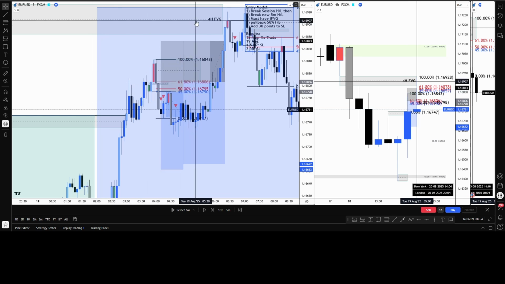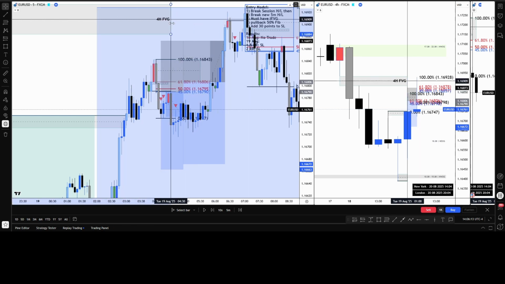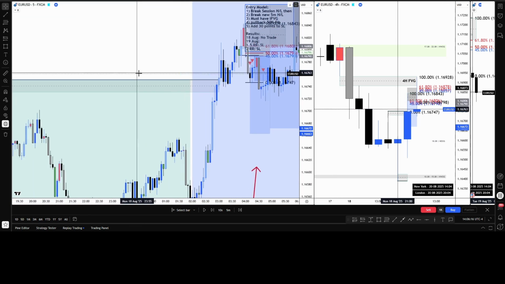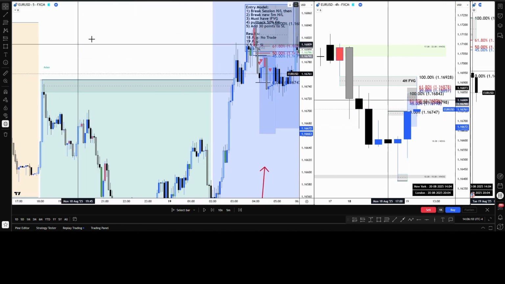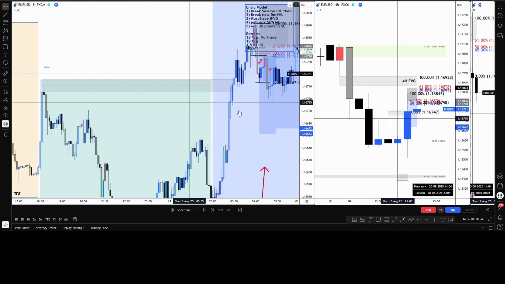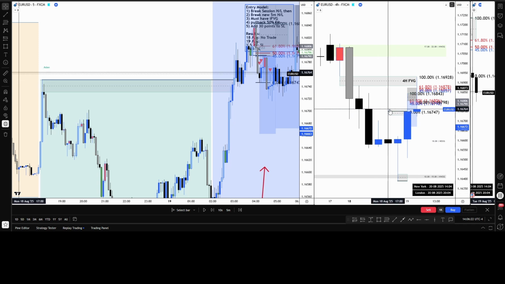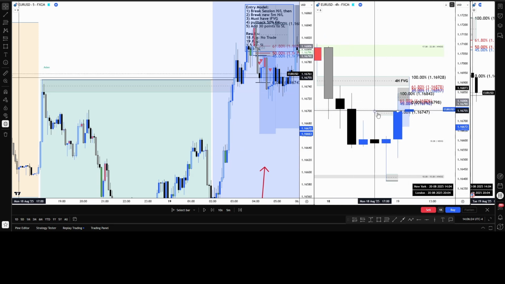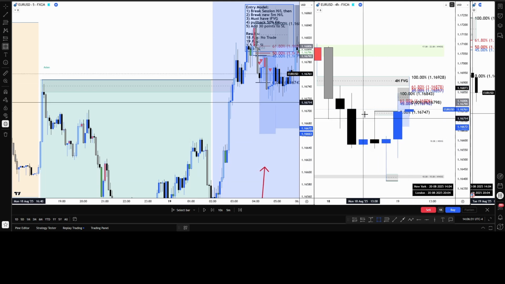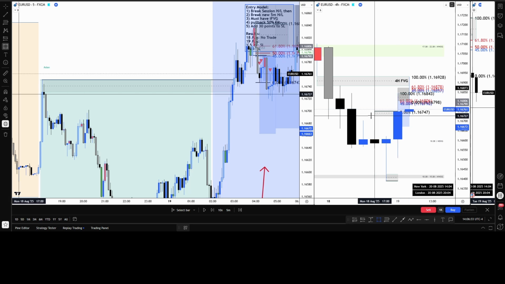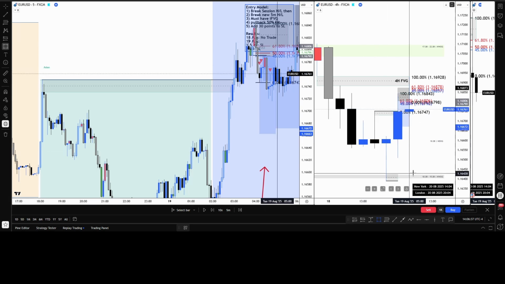You don't have to necessarily wait for a 4-hour area of confluence, because in essence this area was a 4-hour area of confluence. It's the high of a session. You see, we took out that wick. We took out this area here. You see, price went up, price went down, price went up. So we actually took out this 4-hour high turning point, and price could have easily reversed and sold off.